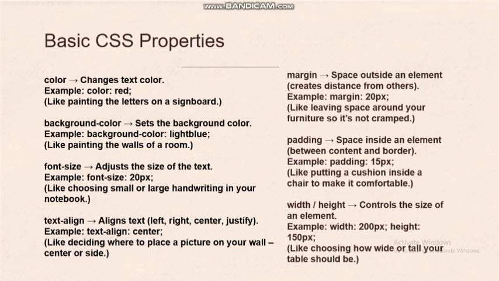First property is color. Changes text color. Example, red. If you want your site or something to be red, you put red. If you want it blue, you put blue. If you want it green, you put green. We have background-color. This sets background color.